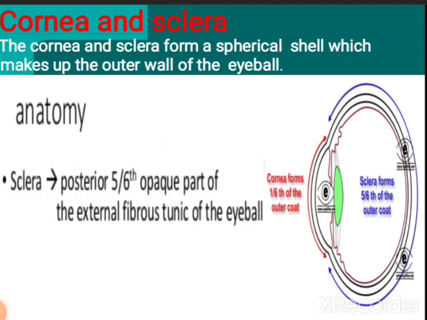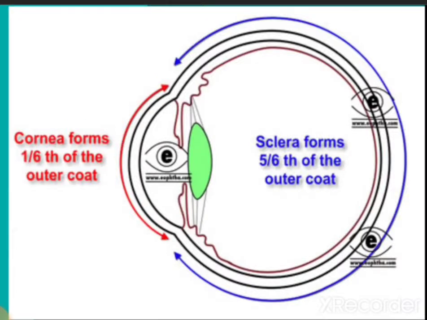Now the cornea and the sclera. The cornea and sclera form a spherical shell which makes up the outer wall of the eyeball. Here we can see the posterior 5/6 portion of the eye is formed by the sclera. It is the external fibrous tunic of the eyeball, and the anterior 1/6 is formed by the cornea.